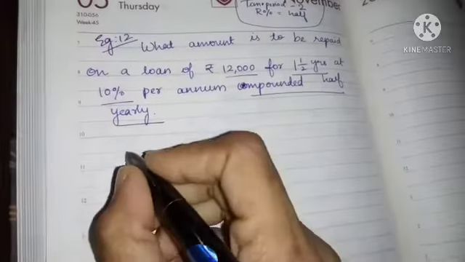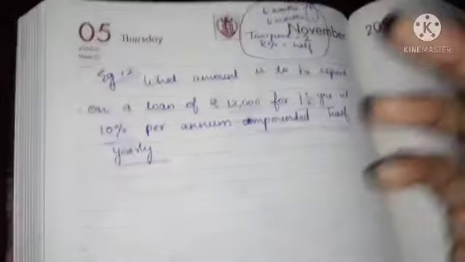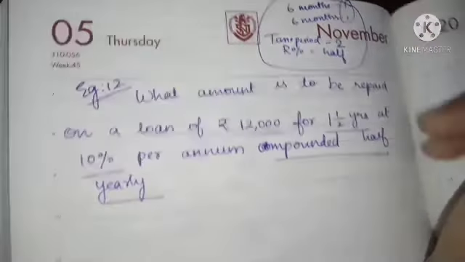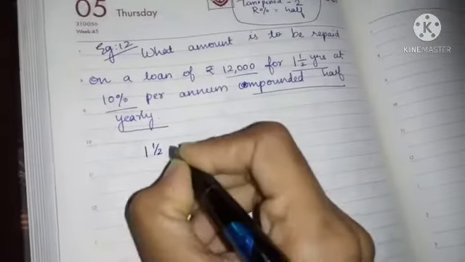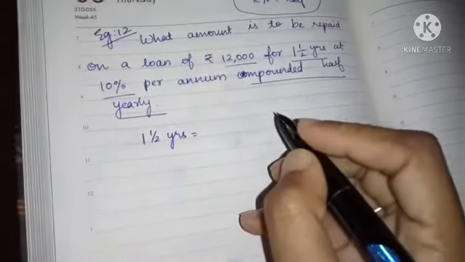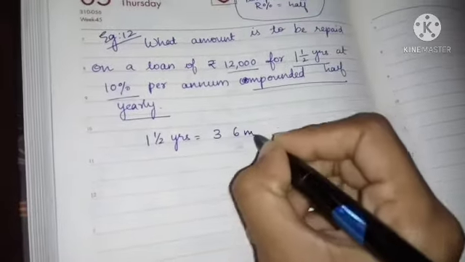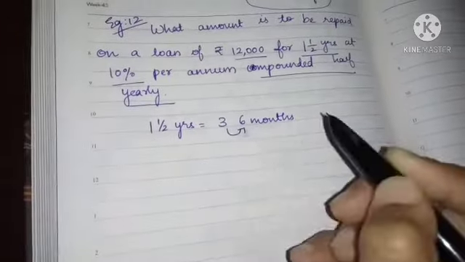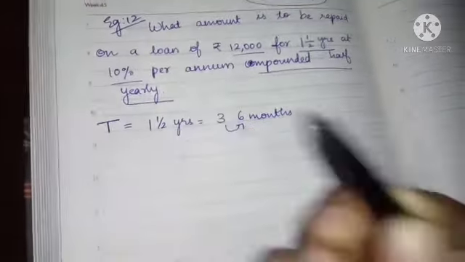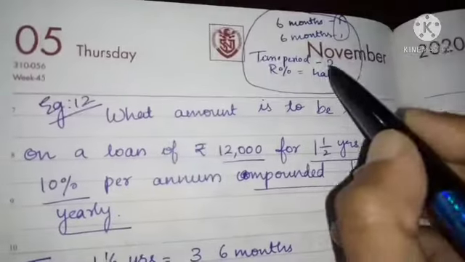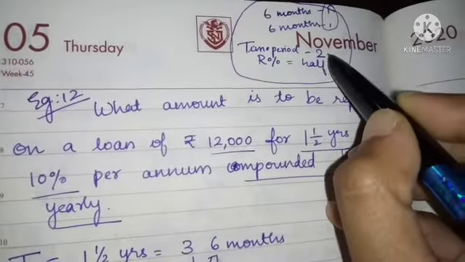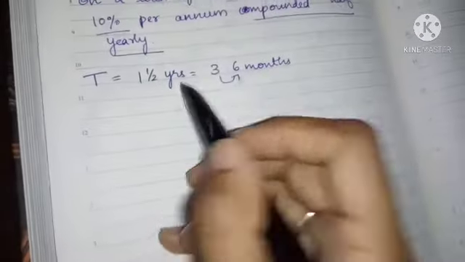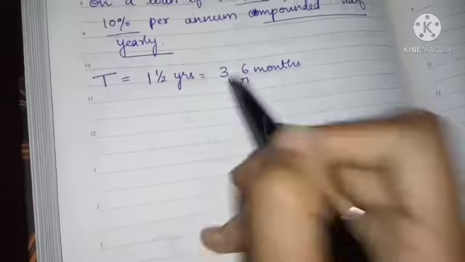Half yearly means, I told you, for 1 year it is considered as 2 6 months. So here they told you 1.5 years. So how many 6 months are there? 3 6 months are there. Yes, 3 6 months are there, children. 1.5 years. So this is your timing. See here, time period has become twice because it is half. For 1 year I am speaking, it has become 2. So if it is 1.5 years, it becomes 3. Yes.